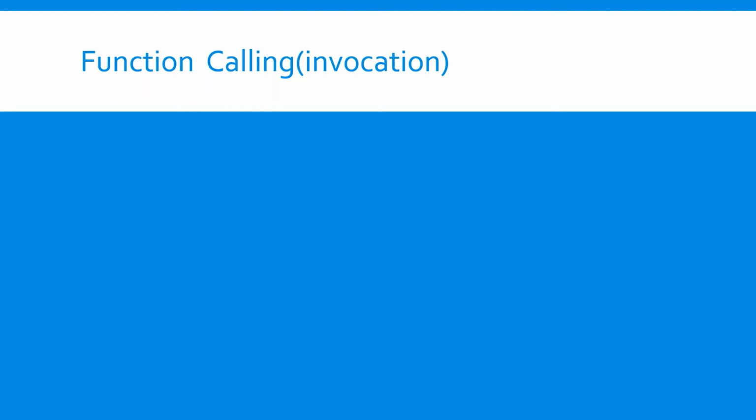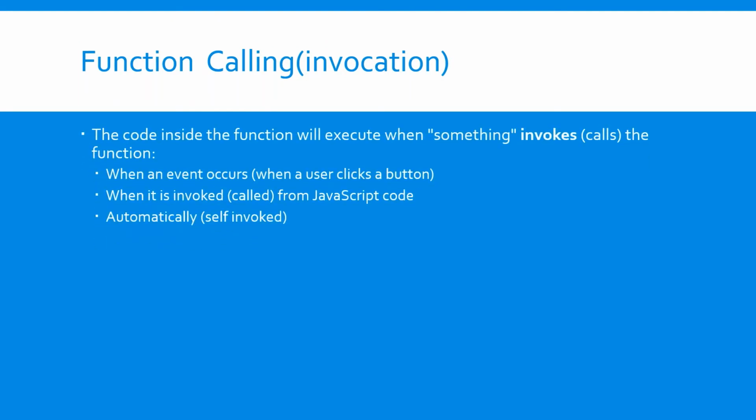So let's have a look at function calling. The code inside the function will execute when the function is invoked or called. A function can be called when an event occurs, such as when a user clicks on a button, or when it is called from JavaScript code, or it can be automatically self-called. We also use return inside a function. So let's have a look at function returns.